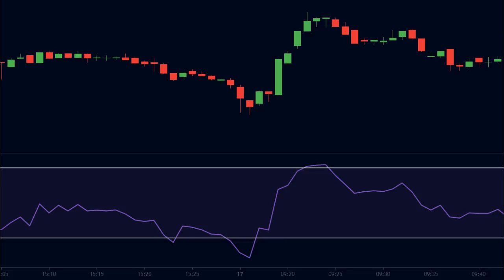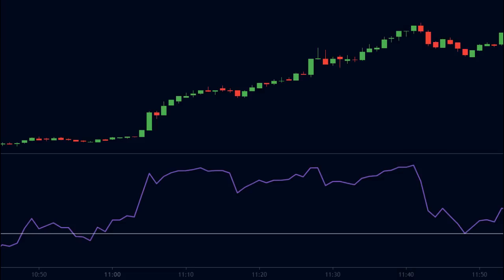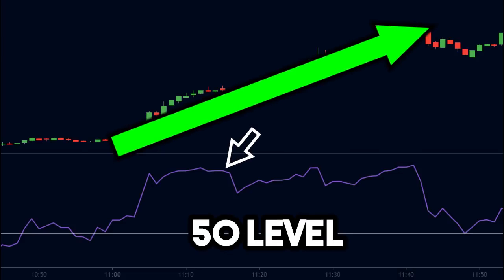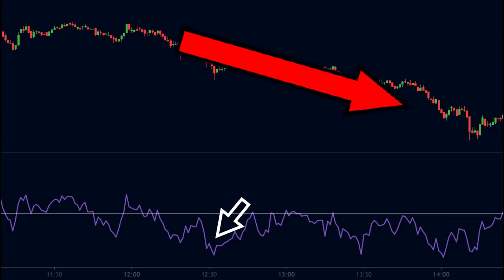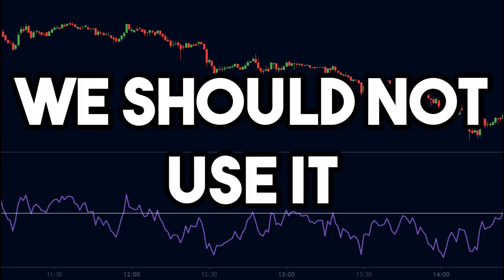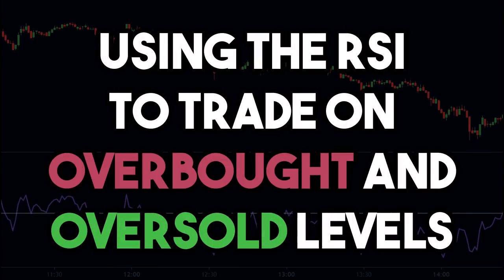There are a couple of ways traders use the RSI. Some of them use it as a binary indicator. Hence, if the RSI is above 50, the stock can be said to be in an uptrend. Similarly, if the RSI is below 50, the stock is said to be in a downtrend. This is a very immature approach towards the indicator, and we should not use this approach. The other way of trading is by using the RSI to trade on overbought and oversold levels.